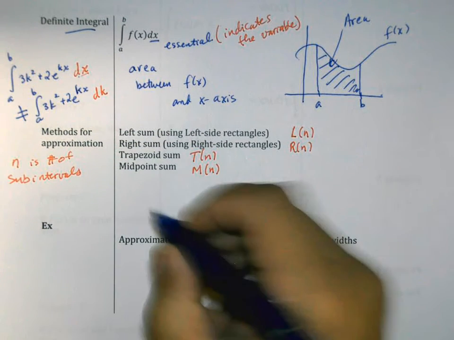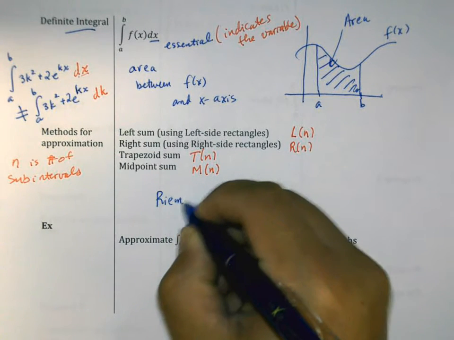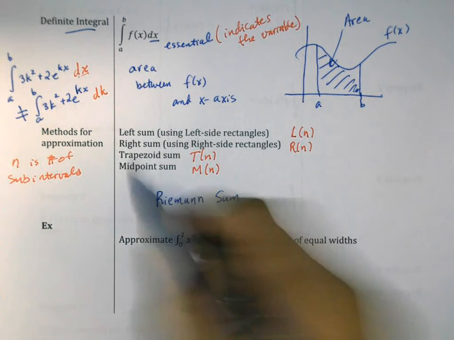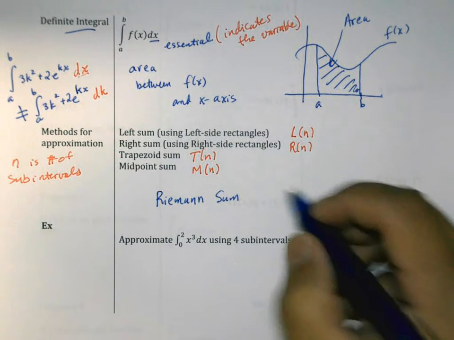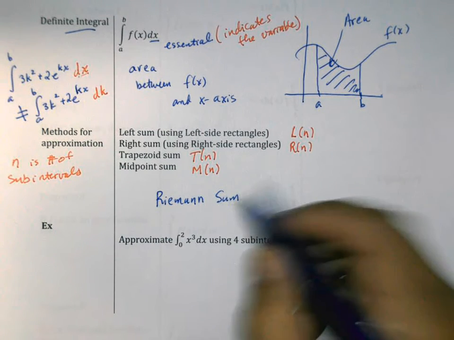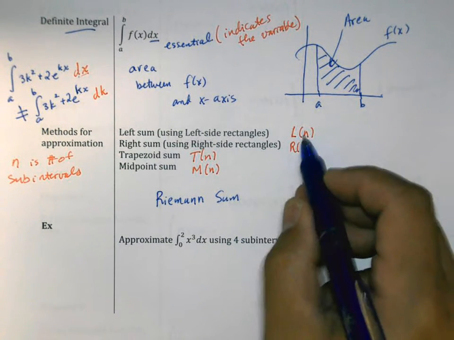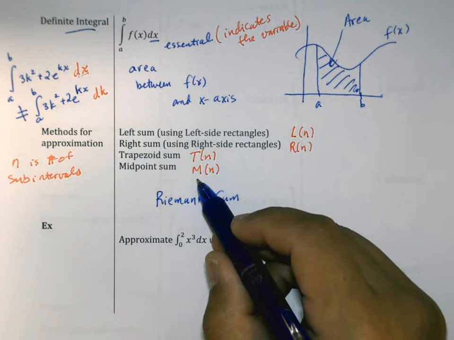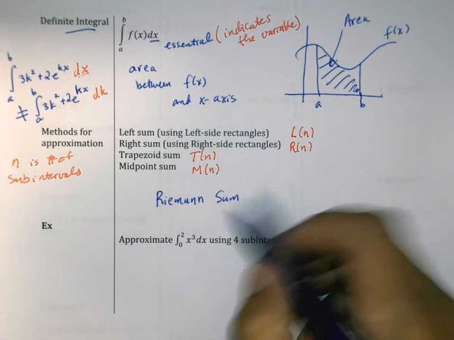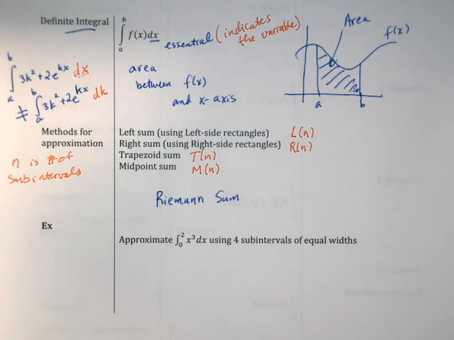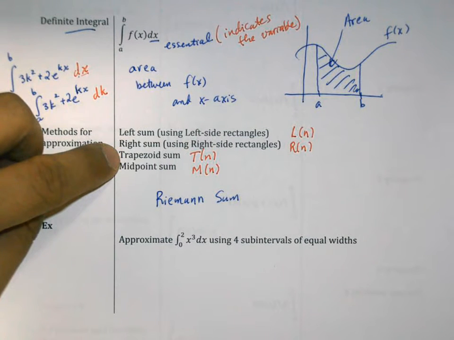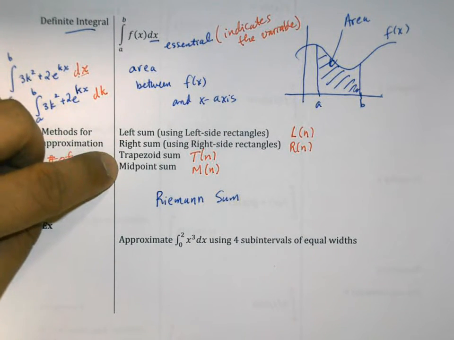Okay. Also, I should say that there's a special term. This is the Riemann sum, and it usually captures all 4 of these plus some other ones. So it's named after Bernard Riemann, a great mathematician who used these sums to start doing some approximations, and he was able to use these sums to get some exact answers. So this L right here is often called the left Riemann sum, the right Riemann sum. I don't really hear the trapezoid or the midpoint called a Riemann sum very often.